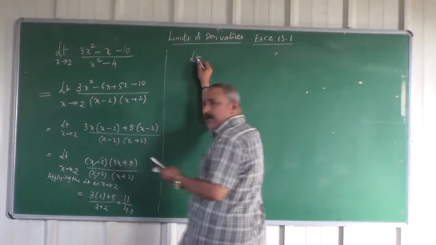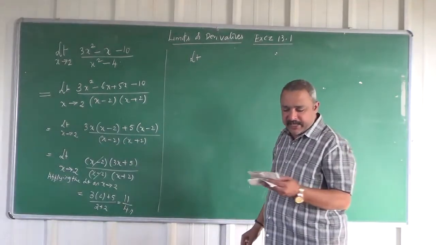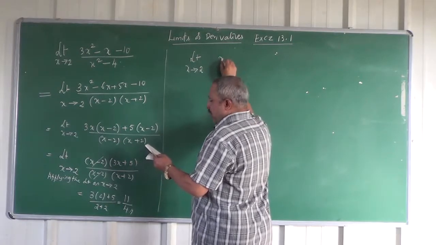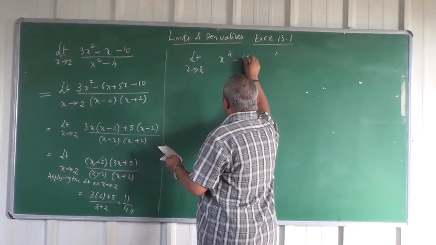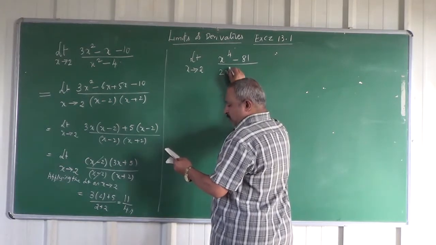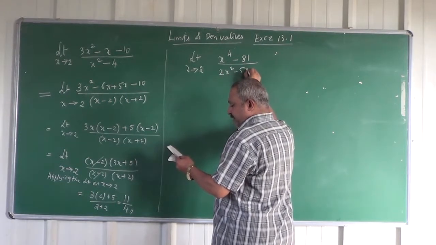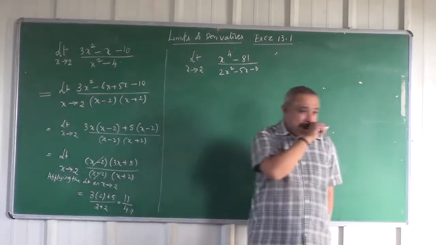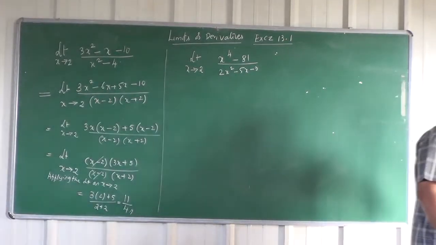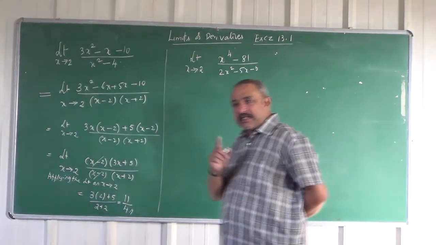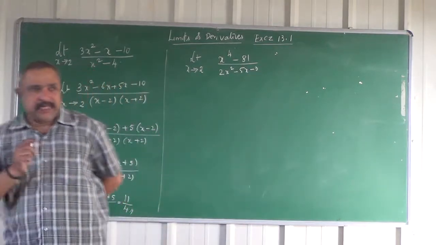Limit as x tends to 3 of (x to the power of 4 minus 81) divided by (2x squared minus 5x minus 3). Now let's check the limit directly. That is the first, beginning step.